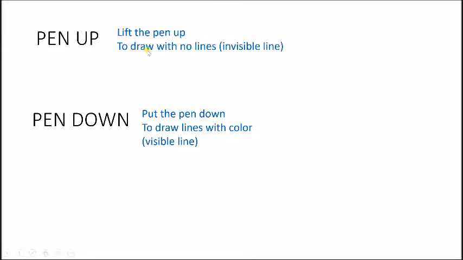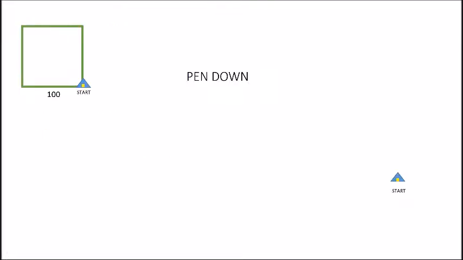Now pen up. Pen up means lift the pen up, so you can draw invisible lines. It will not make any scratch or mark on your paper. You are working invisibly. But pen down means put the pen down to make the drawings or the lines on your paper, so it will be a visible line. Anybody can see.